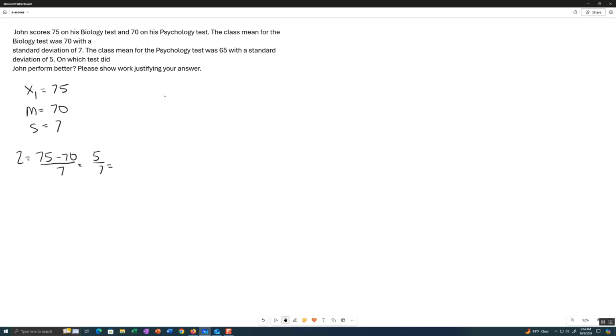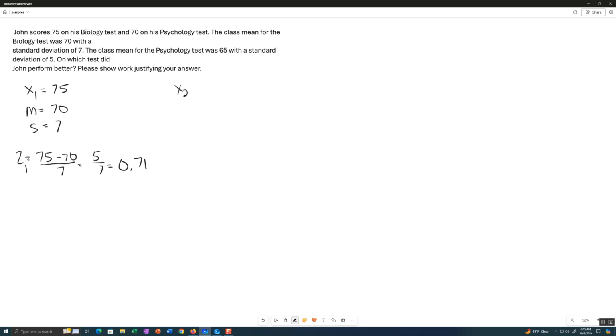So it's going to be about 0.70, but I'm going to do the exact calculation here. 5 divided by 7, 0.714. So rounded to 0.71. So that's my first z-score.